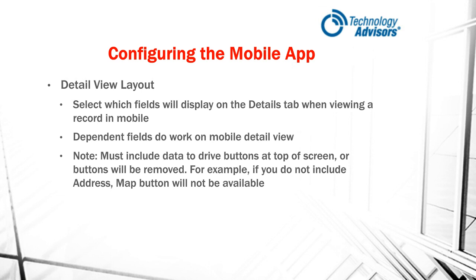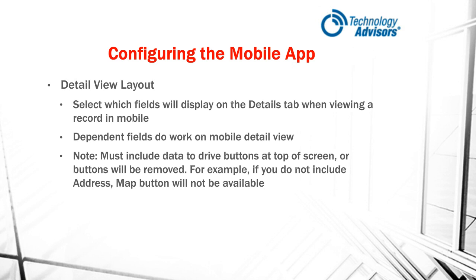Besides your list view layout, you also have a detail view layout. So the detail view layout is going to control what fields are displayed when a user clicks into a particular record on mobile, and what order they're going to show in when they're looking at that Details tab.